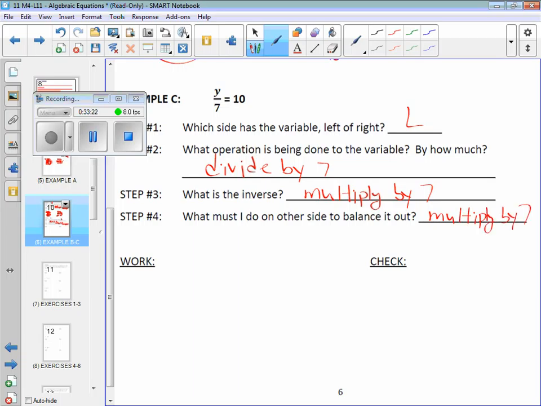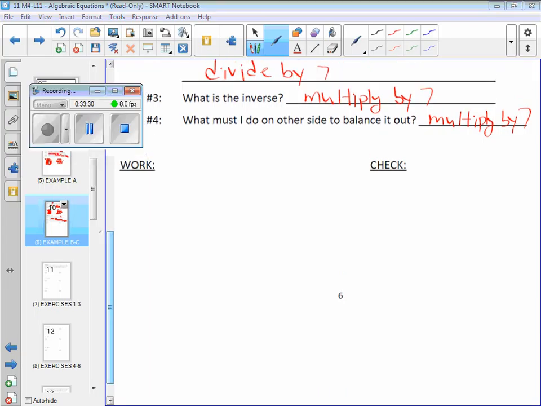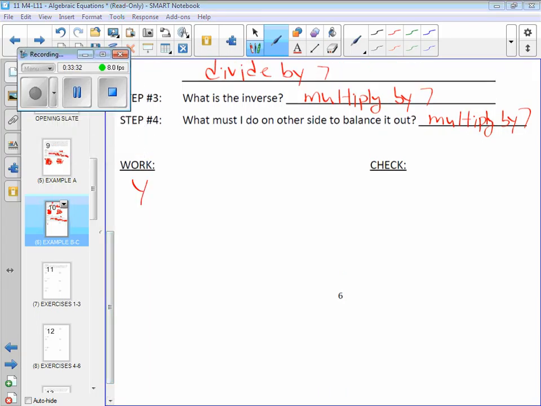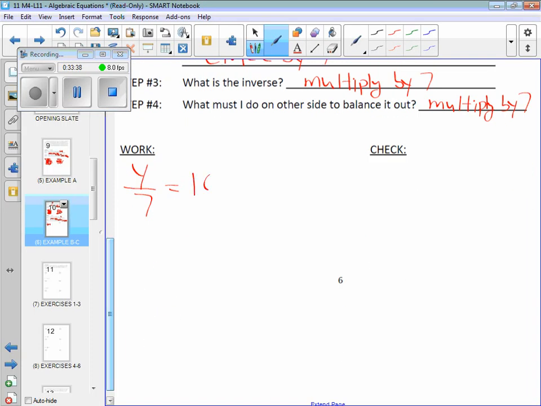Original equation first. Okay, so write it out. How do you want to show multiplication? There's two options that I'll accept. What I won't accept is an X symbol. So what do you want to do? You could do parentheses if you want.